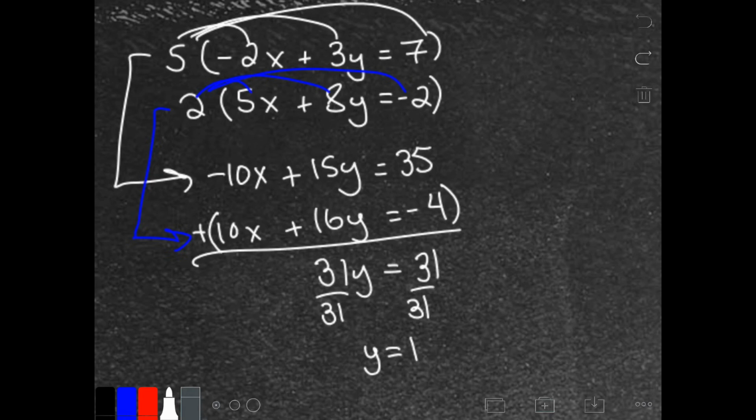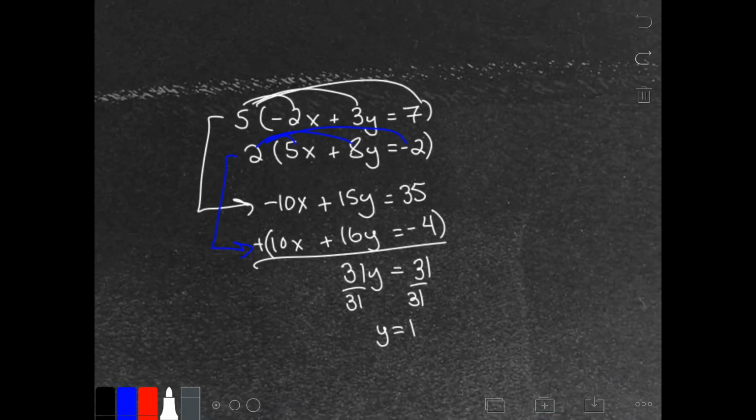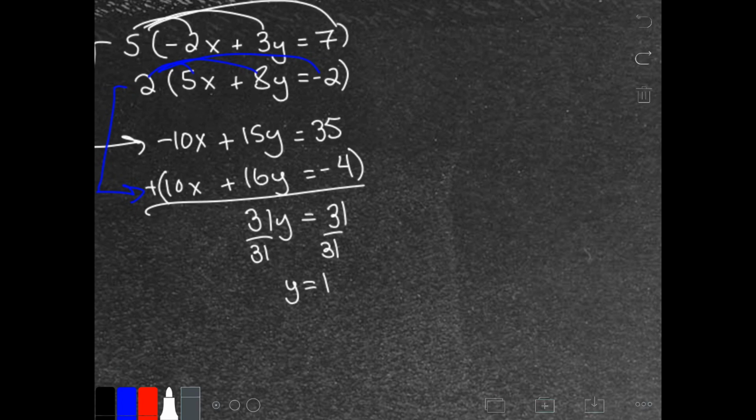Now we need to find x. Now I like positive coefficients, so I'm looking for an x that's positive, and the smaller the better. So I can pick really any one of these 4 equations, but the one I'm going to pick is actually this second one here. Positive 5x. It's the smallest positive x. So 5x plus 8 times y, which is 1, is equal to negative 2.